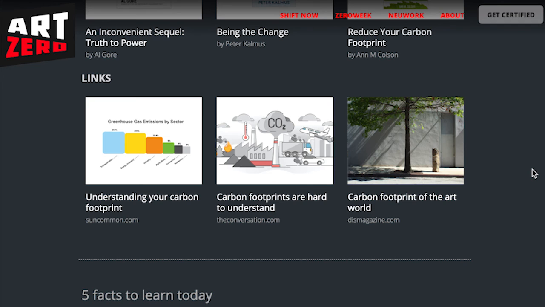Carbon footprints of the art world. The art world is just really starting to take notice about carbon footprint and carbon emission impact. And this is a great article to start having that conversation. So please dive into that. We're going to be exploring that same theme throughout the week.